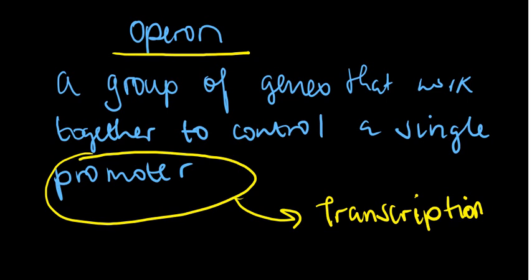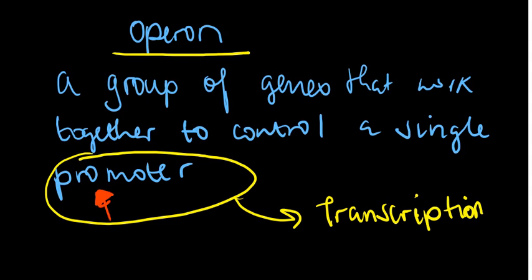control the promoter. Why are we targeting the promoter? Why is it our center of attraction? It's because this promoter region is a site where transcription starts from. It's like a recognition site, like we learned during transcription. For RNA polymerase to discover where transcription begins, it has to find where the promoter region is. That's why the operon is a group of genes that work together to control a single promoter.